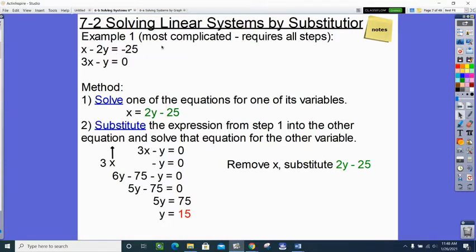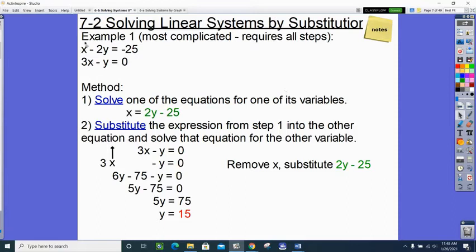So basically up here is an example, and I'm going to show you a most complicated one right off the bat, just to show you it requires all the steps. So I've got the steps listed here. So the first thing we need to do is to solve one of the equations for one of its variables. It does not have to be y, okay?